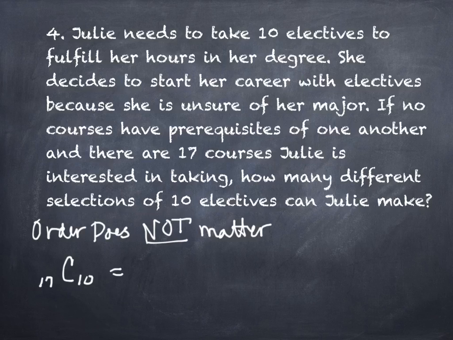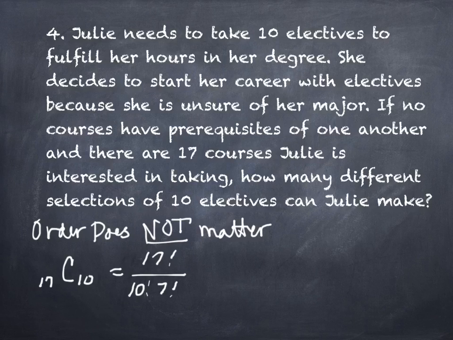All right, so the formula says, what do I put where? What goes on top? 17 factorial, good. What goes on bottom? Good. The 10 factorial is one piece. What else goes on bottom? 17 minus 10, which would be the 7 factorial.